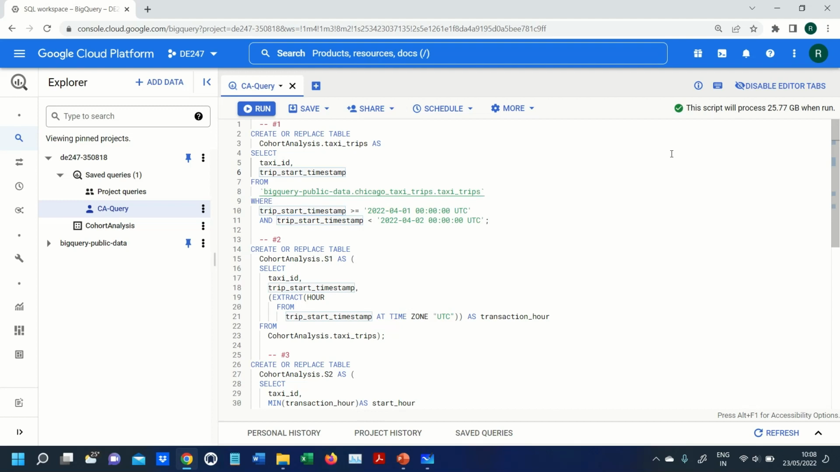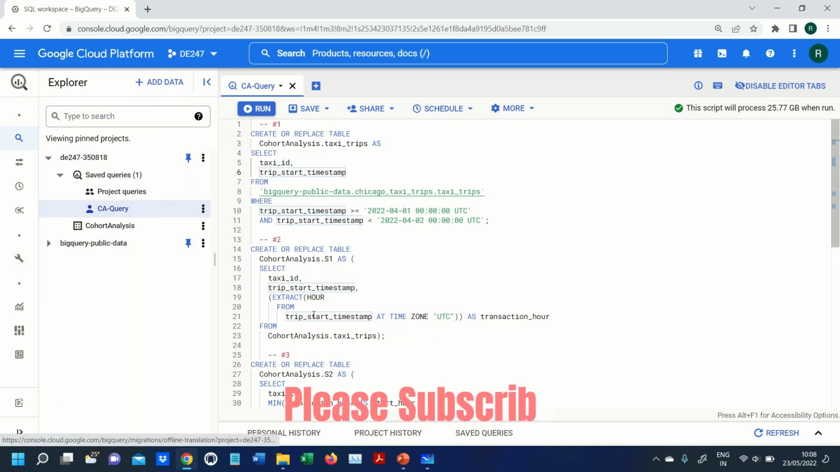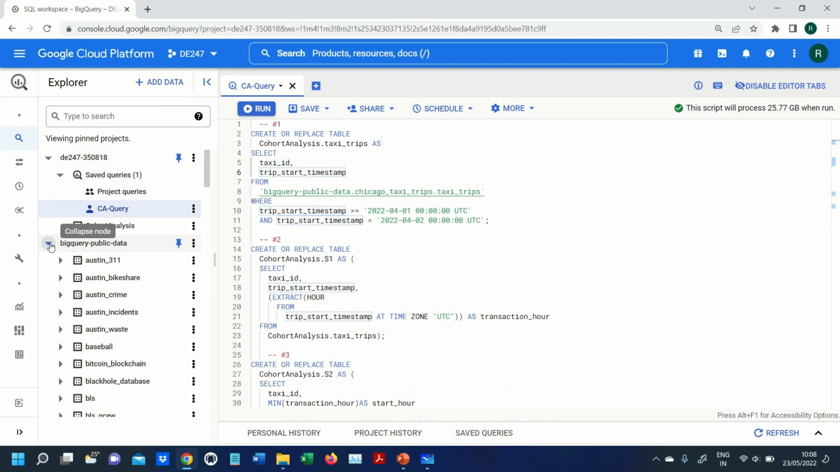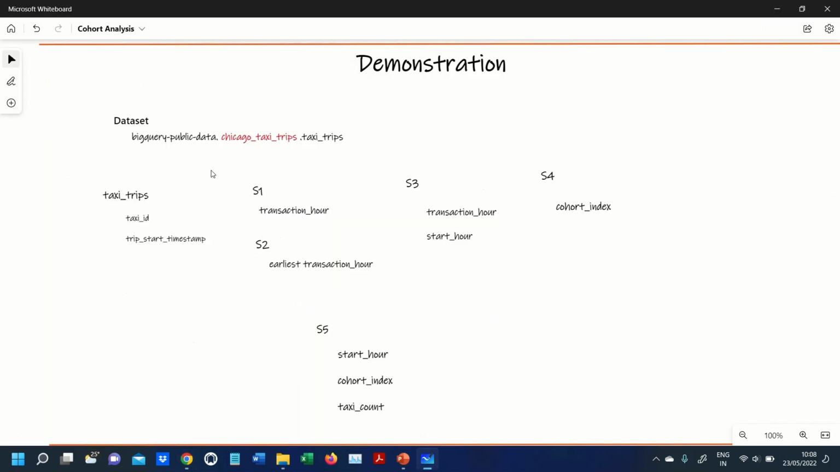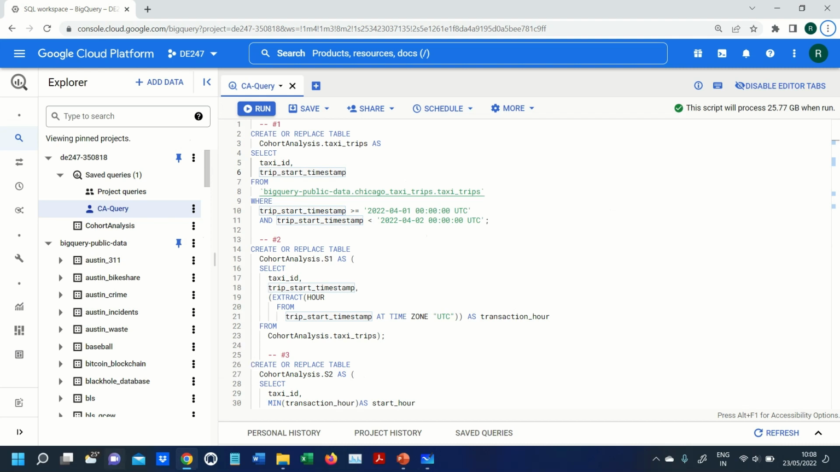Right. So this is the project that I had created, D247350818. In this project, I am referring to the public data set. The public data set that we are going to consider for this demonstration is BigQuery public data, Chicago taxi trips, and we have this public data set available here.